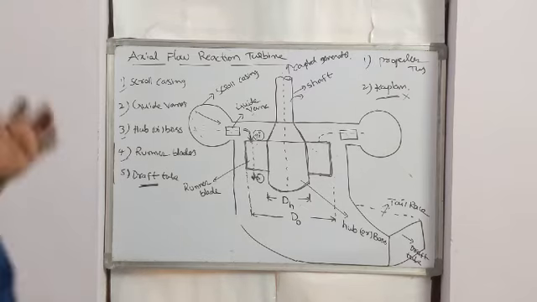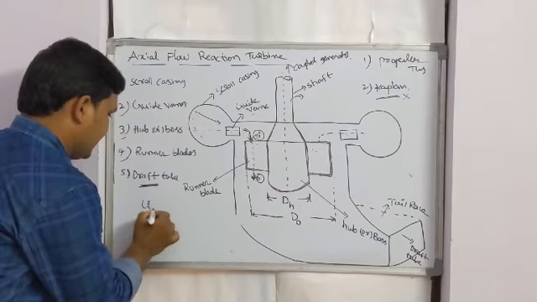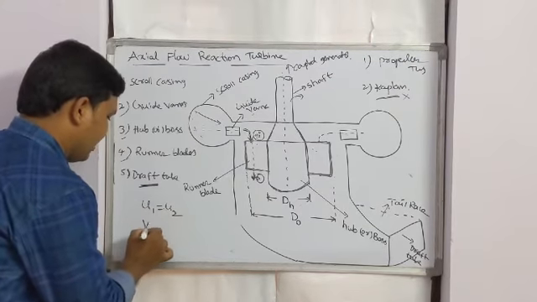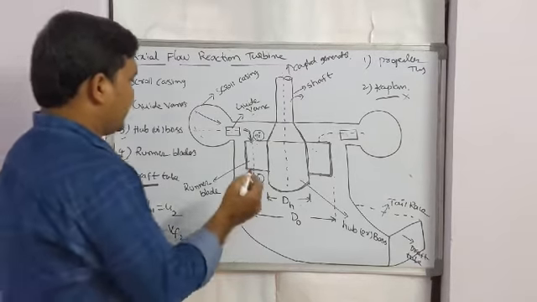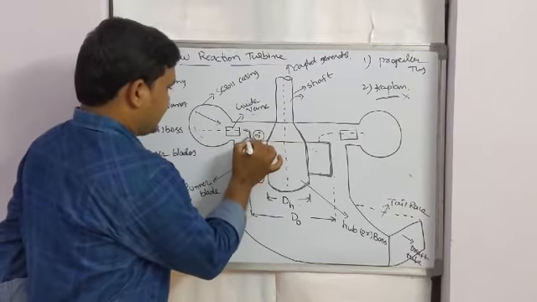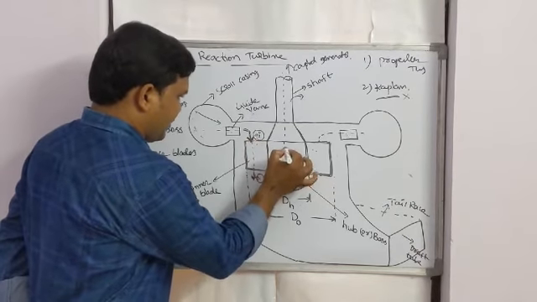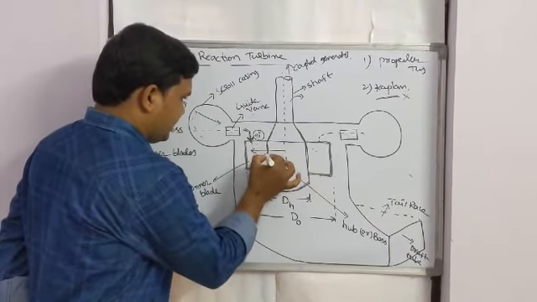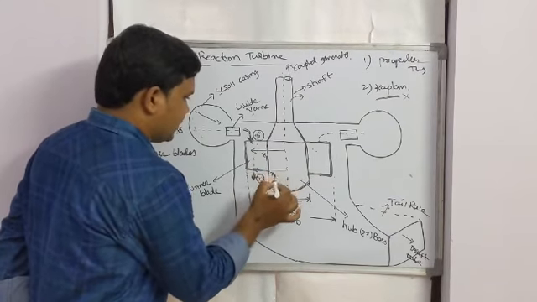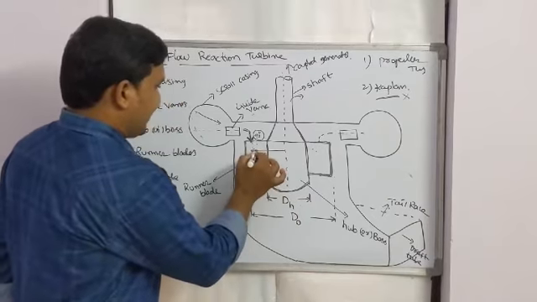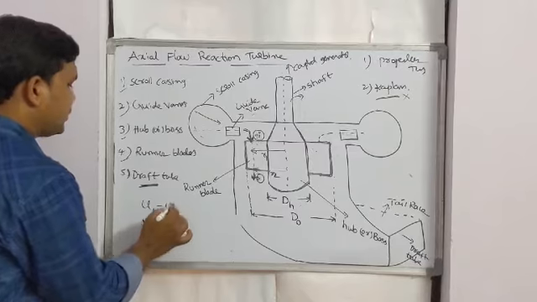We forgot one thing. In an axial flow reaction turbine, U1 is equal to U2 and Vf1 is also equal to Vf2, because the water enters or touches the runner blade at the same radius. If you measure from here, this is R1, and it leaves at this same point, so R1 is equal to R2. Water enters and leaves at the same radius of the runner. That's why U1 and U2 are the same.